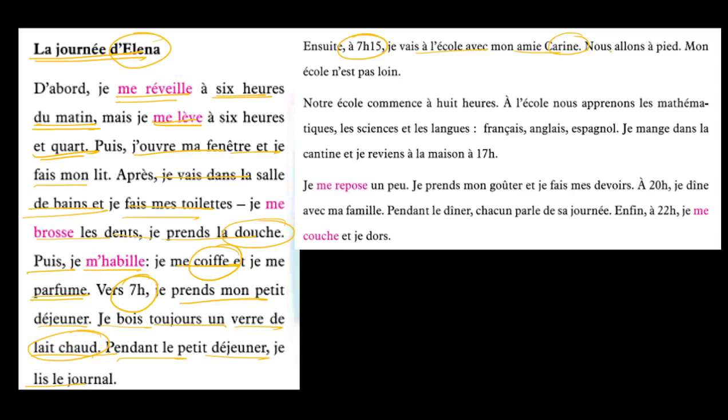With my friend Karin, we go on foot. My school is not far away. My school begins at, you can write the time at which your school gets started. If you go on bus, you can write I go in a bus. If you go by train, you can write on train. Alright. Whatever is your means of going, you can just write it down here. If you go on foot, you can write even foot. If you go on any other vehicle like cycle, you can write a velo here.